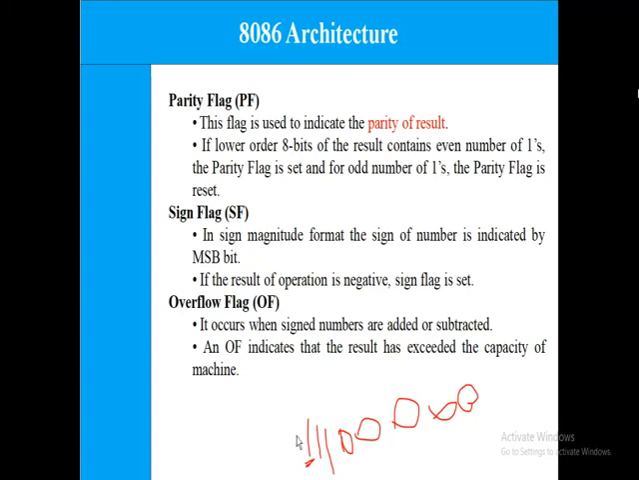The next one is the overflow flag. It occurs when signed numbers are added or subtracted. This is an important one. When we perform signed number addition or subtraction, an overflow occurs when the result has exceeded the capacity of the machine. When we do an 8-bit addition and it generates a 9-bit or larger result, it cannot be accommodated in that 8-bit register, so an overflow occurs. At that time the overflow flag will be set. It is only used with signed numbers.